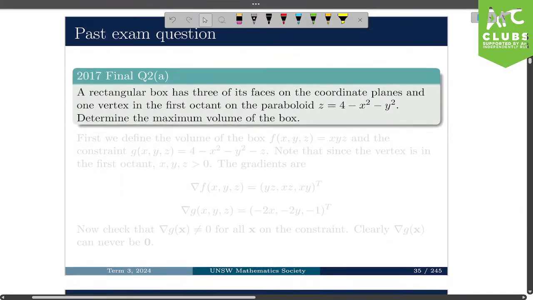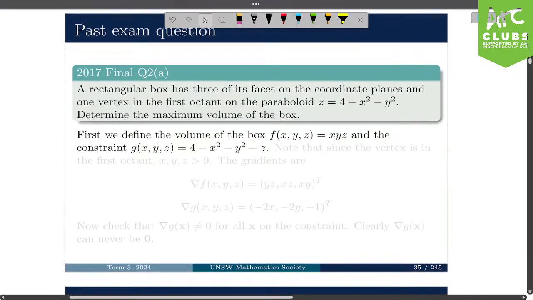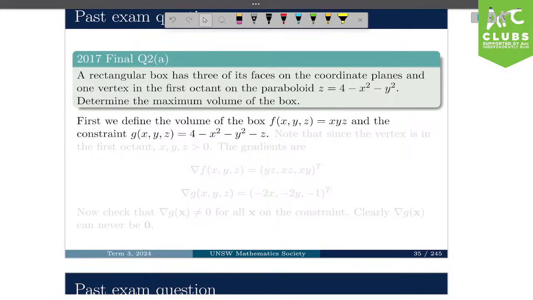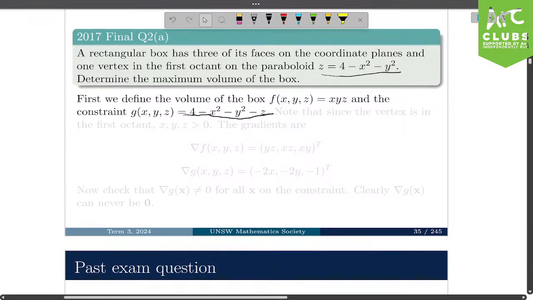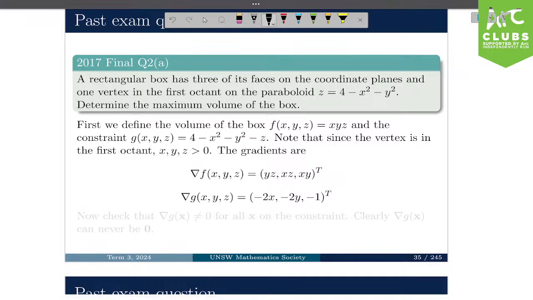So a rectangular box has 3 of its faces on the coordinate planes and 1 vertex in the first octant of the paraboloid z equals 4 minus x squared minus y squared. Determine the maximum value of the box. So first we define the volume of the box to be xyz, just because it's a rectangular box. And the constraint we are given can be rewritten with all these variables on one side: 4 minus x squared minus y squared minus z. And since these vertices are in the first octant, we know that all of these values must be greater than 0. So the gradients are given as follows.